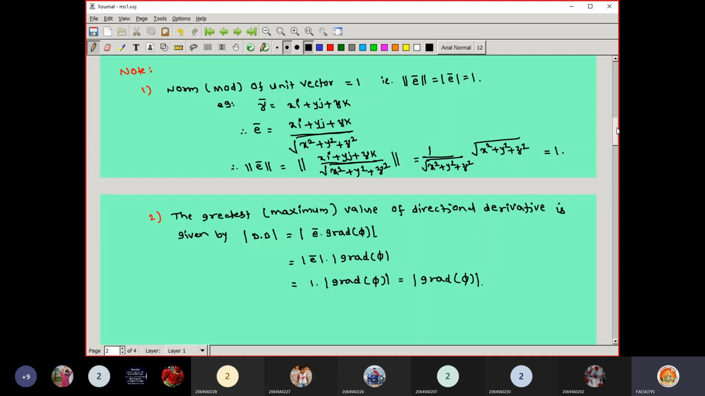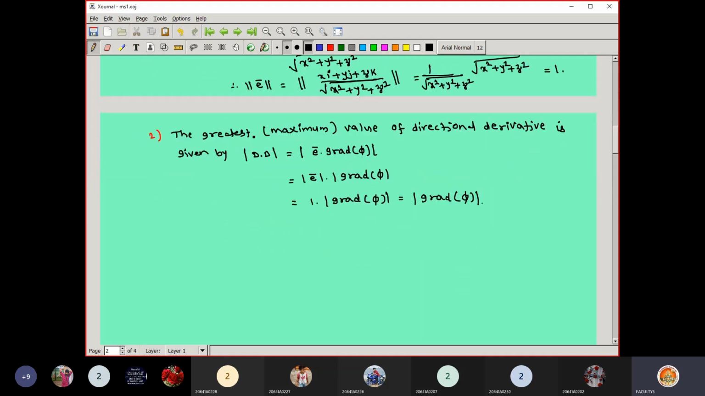Remember, whenever the problem asks for the greatest or maximum value of the directional derivative, in that case directly you calculate only the gradient of the given scalar and find its modulus. You need not calculate the unit vector for that. Without calculating the unit vector, you can find the greatest value of the directional derivative. Okay, so I will give you a problem based on that so that you can understand the topic.